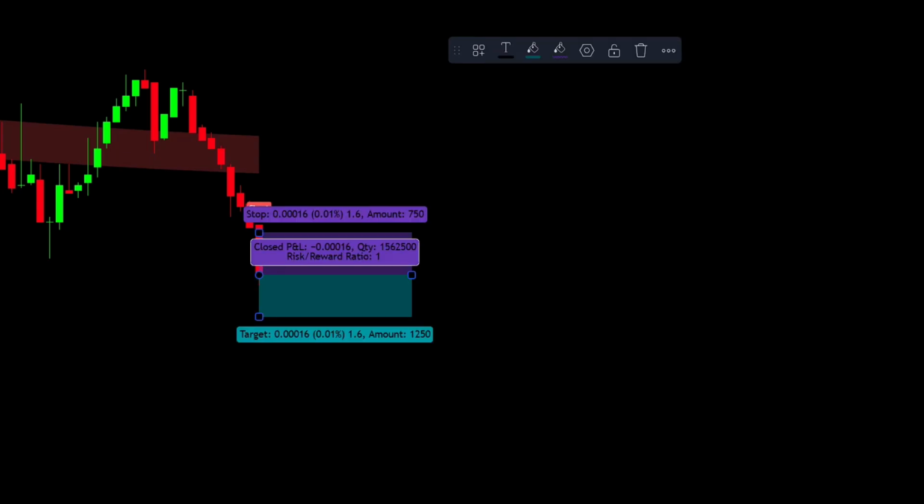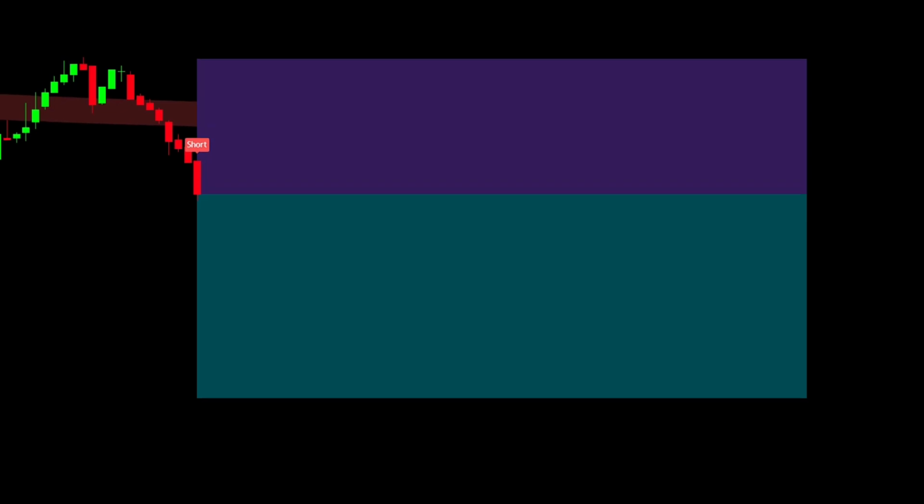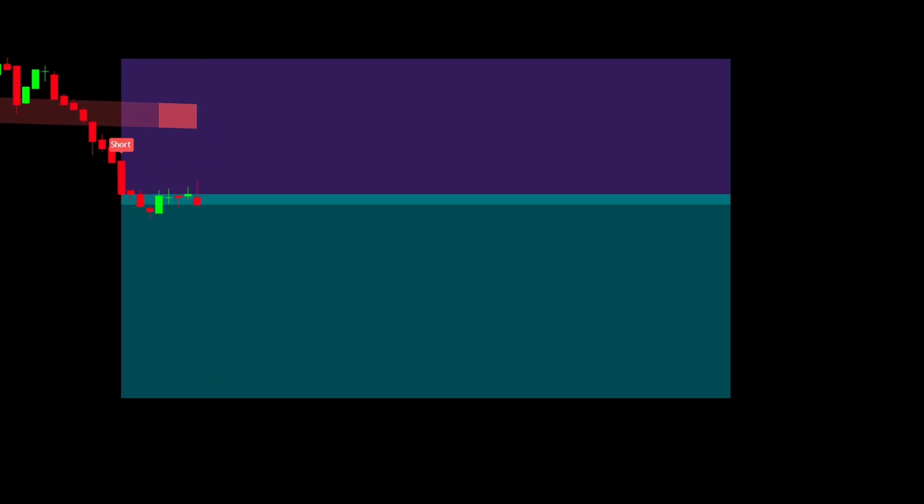To protect our trade, we'll set a stop loss either at the highest point from a recent swing or above the market bias ribbon. Finally, when we're ready to close the trade and take our profit, we'll use a risk-reward ratio of 1 to 1.5, ensuring we aim to make more money than we're risking.